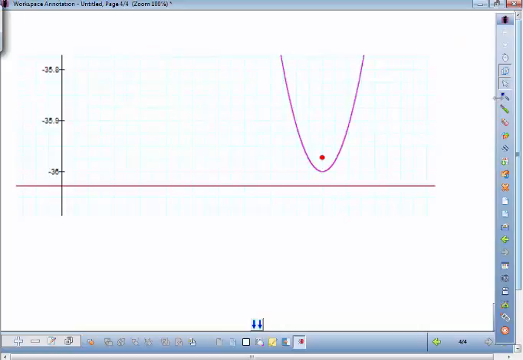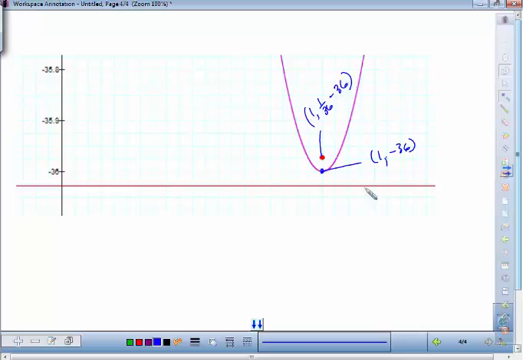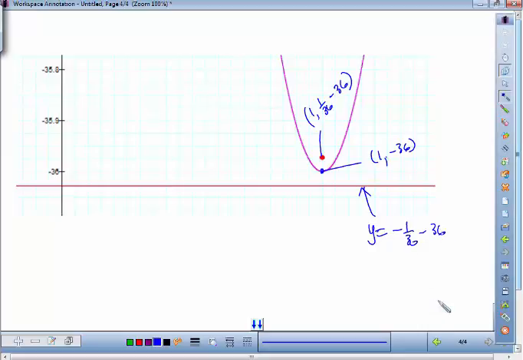And we can actually identify the important points. We've got our vertex, 1 comma negative 36, and then the focus, 1 comma 1 over 36 minus 36, and then the directrix line, negative 1 over 36 minus 36. All right. So that's your parabola business.